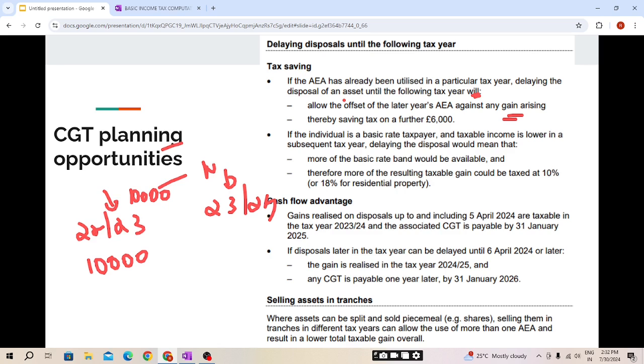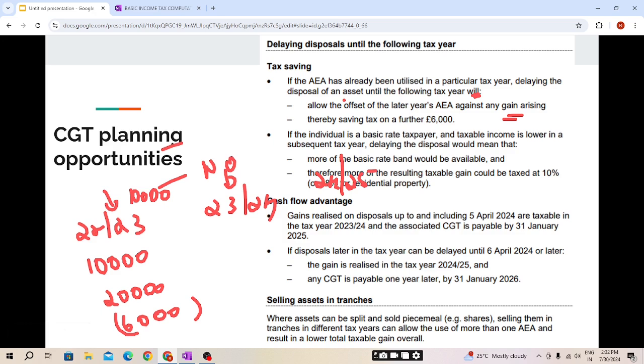And this year, no disposal. Again, 24-25, we have a disposal. So, students, you see here, you have 20,000 disposal. So only 6,000 you can claim AEA. On the further amount, you need to pay the CGT. But students, you can plan in such a way that you can reduce your CGT.